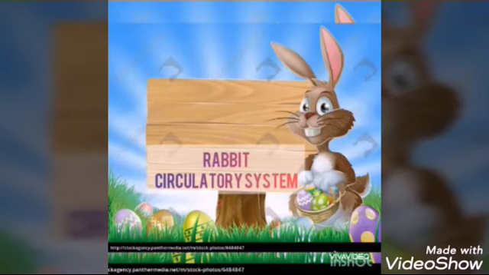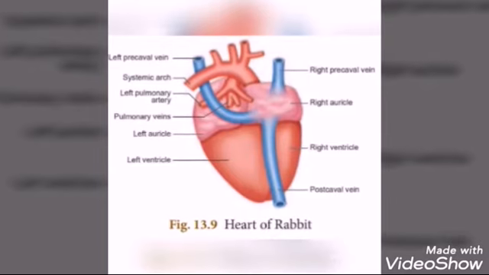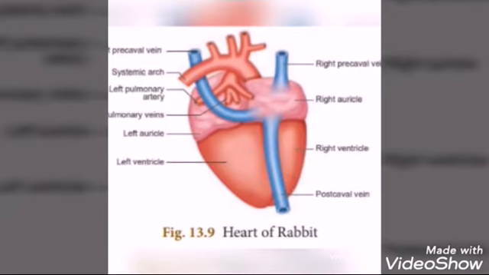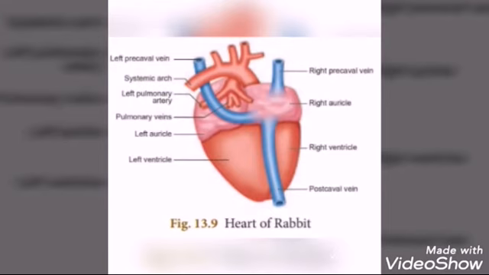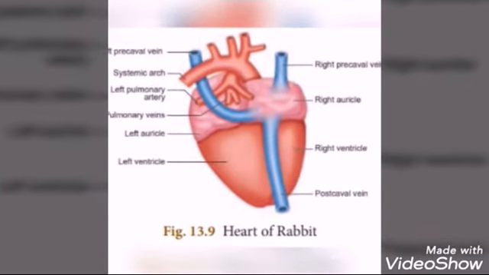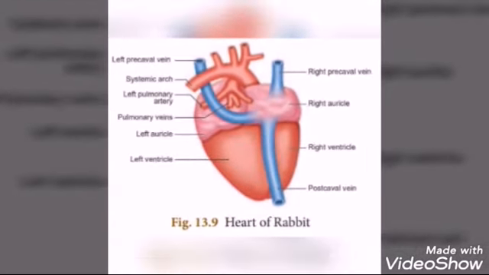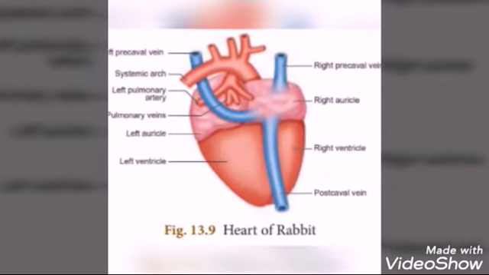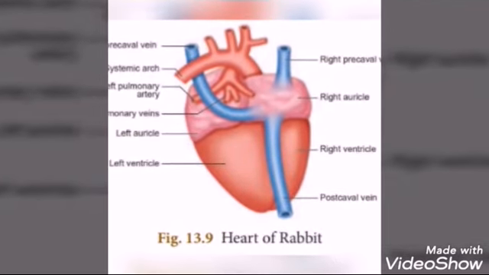Next topic is circulatory system of rabbit. The circulatory system consists of blood vessels and heart. Heart is pear shaped which is present in thoracic cavity in between the lungs, thoracic region. Heart is covered by a double layer membrane called pericardium. It protects the heart. The heart is divided into four chambers. The upper chambers are called auricles, right auricle and left auricle. Lower chambers are called ventricles, that is right ventricle and left ventricle.